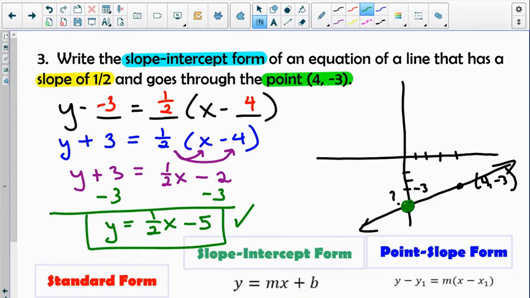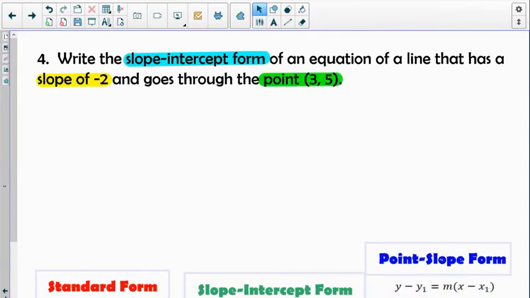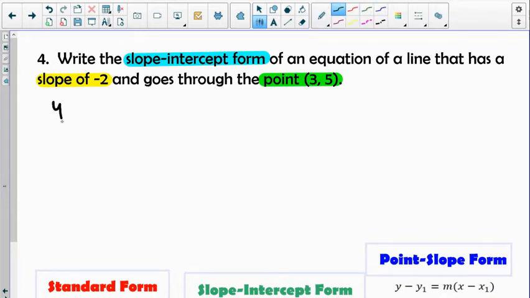Let's look at another one just like this. Here's number 4. It wants us still to write the equation in slope-intercept form, and the line has a slope of -2, and it goes through the point (3, 5). Since the given information leads us to write our equation in point slope form, because that's what they're giving us, the point and the slope of the line, we're going to start there.